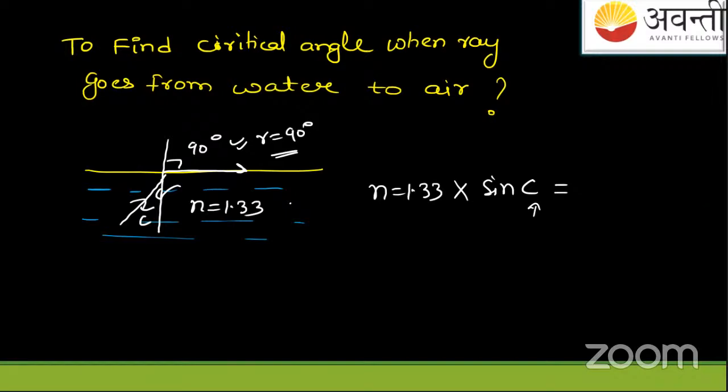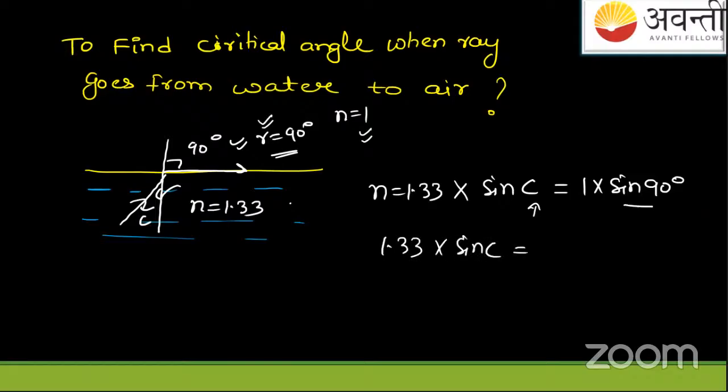For the critical angle, the refracted angle is 90 degrees with the normal. So what is the medium? Air or vacuum. For air or vacuum, n is 1. So 1 into sine of 90 degrees equals 1.33 multiplied by sine C.